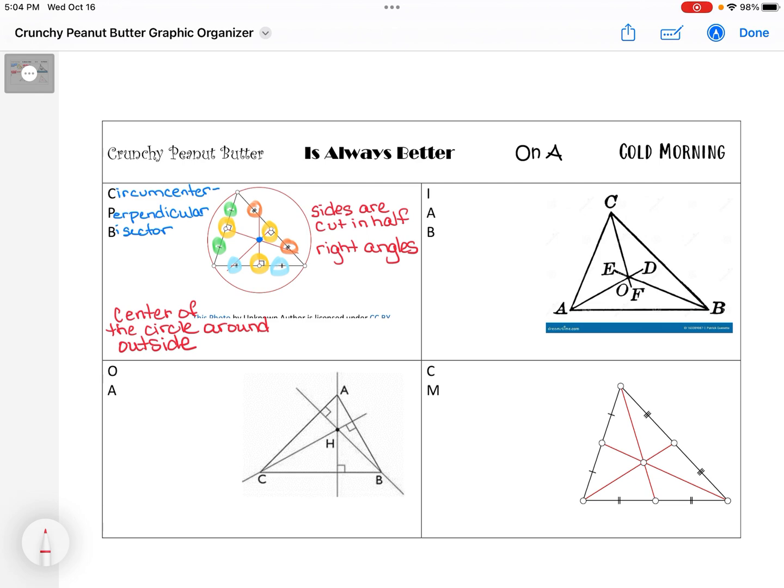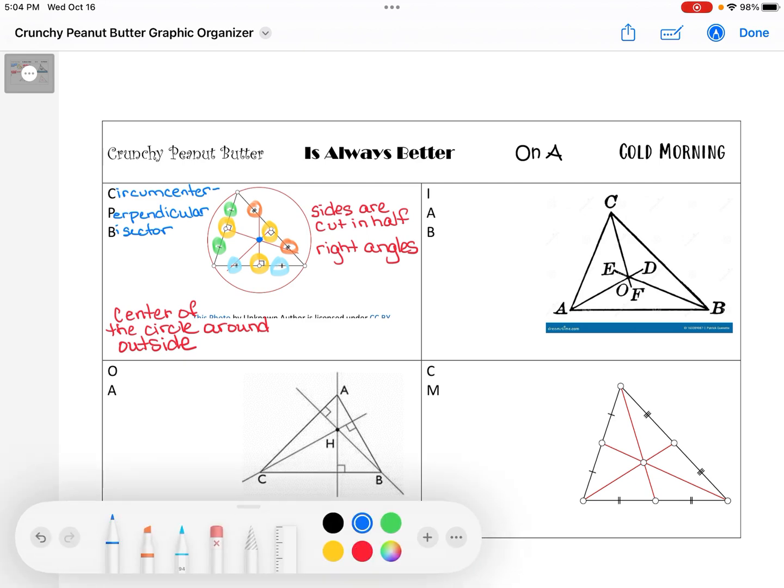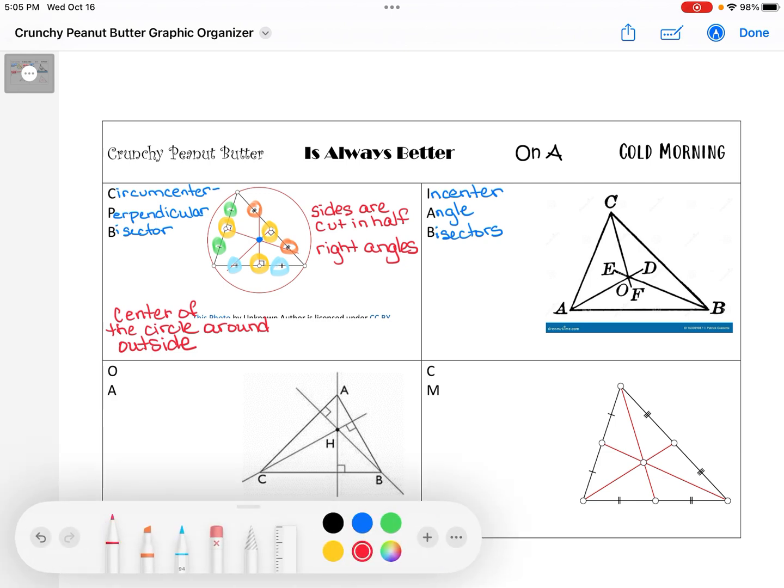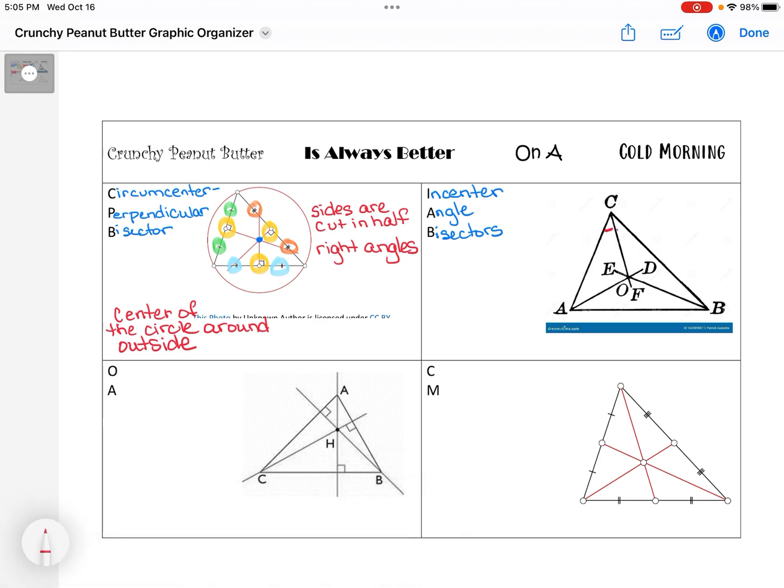Okay, so when you draw the circle around the outside, the center is the circumcenter, which is also where the perpendicular bisectors cross. Okay, the next one, always better, is for the incenter. And the incenter is found by drawing angle bisectors. All right, and so angle bisectors cut the angle in half. So before we cut the sides in half, this one is going to cut the angles in half.